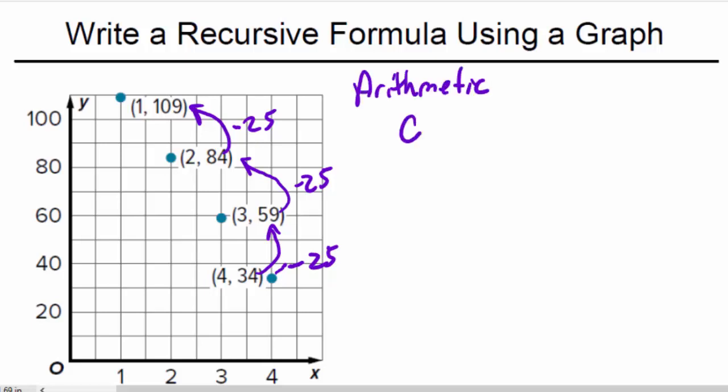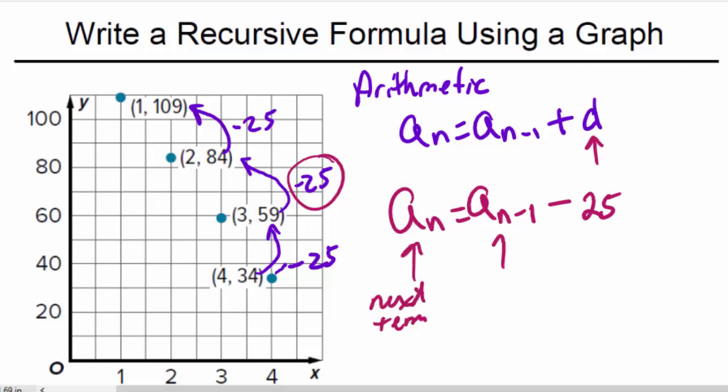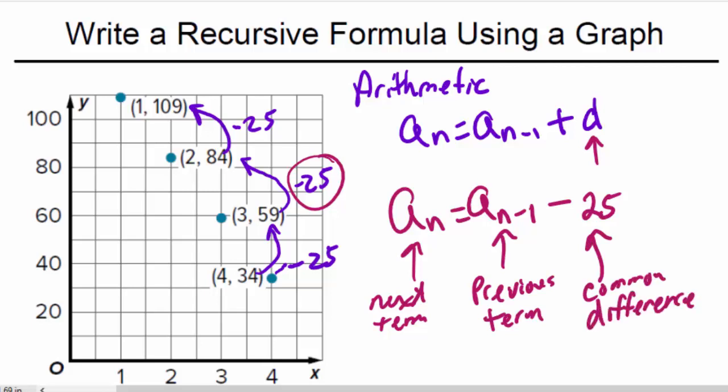That means I'm going to take a sub n equals a sub n minus 1 plus the common difference. So the only thing I'm changing about this formula is the common difference. So a sub n equals a sub n minus 1, and the common difference is negative 25. So instead of putting plus negative 25, I'm just going to write minus 25. So again, this is the next term, this right here is the previous term, and this right here is the common difference.